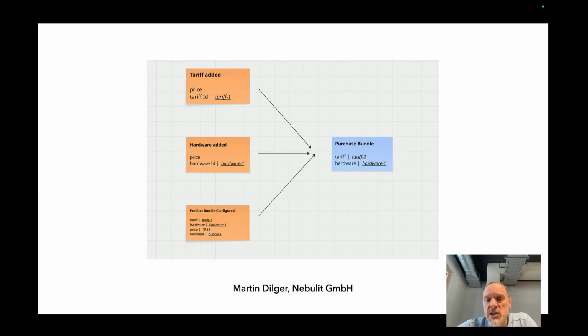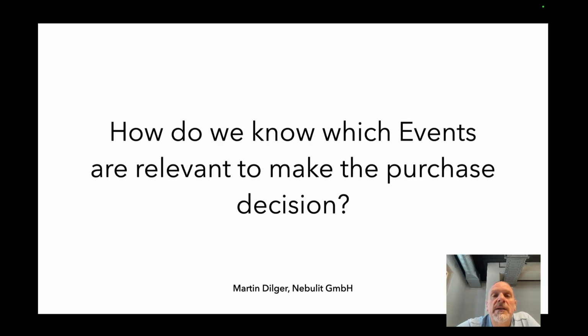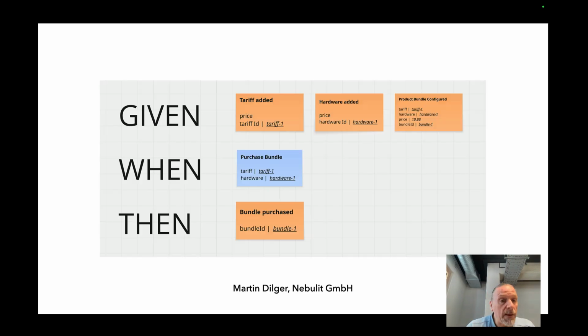But if you want to make a decision, if you want to purchase a bundle, how do you know which events are relevant? If all these events belong together and you don't have an aggregate that allows you to load all the events for a certain aggregate, how do you know which events are relevant for your decision? And this is where the dynamic consistency boundary comes in. How do we know which events to select? Well, we know from a business perspective.